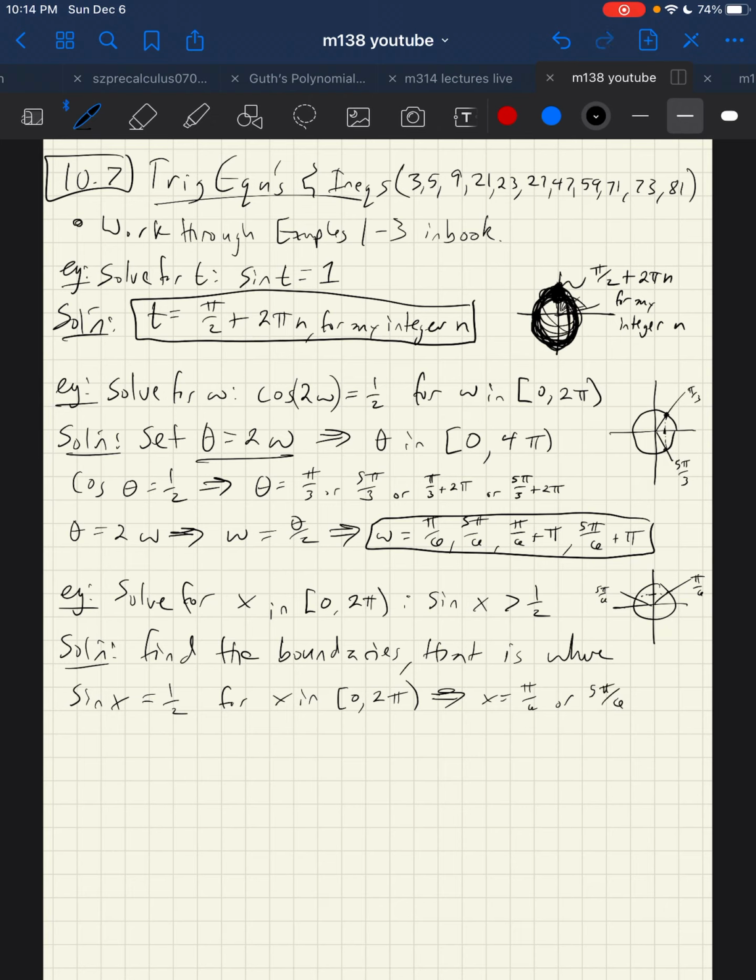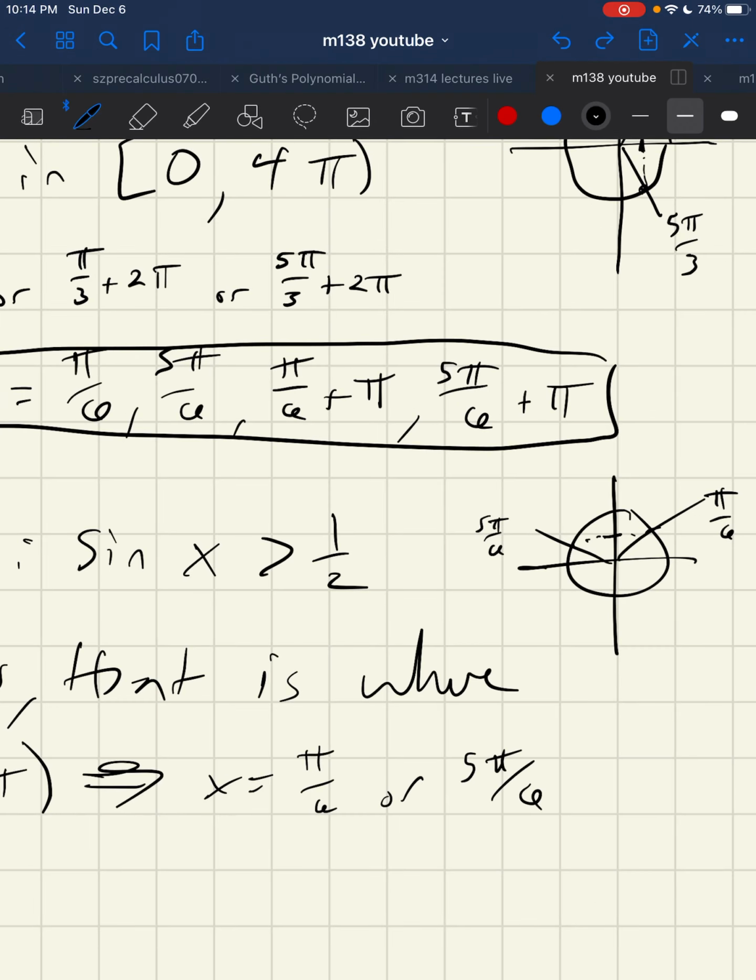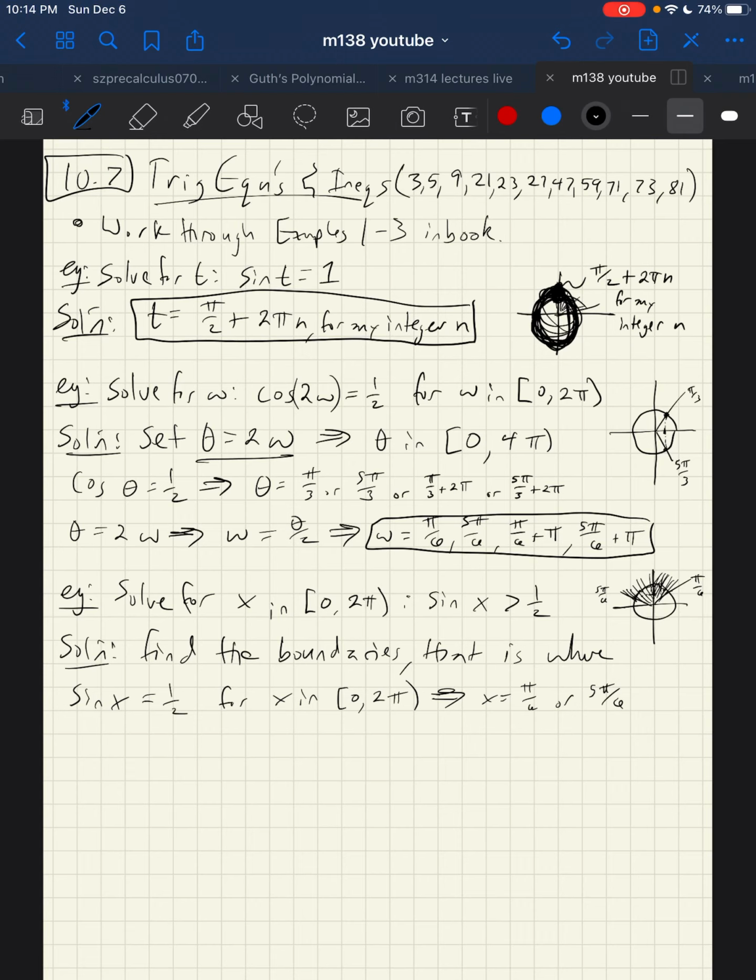So where does this become true? That was sine of x equals 1/2, but where do we have sine of x strictly greater than 1/2? We need the y value to be above, and if the y value is above, that's on this circular arc here, which means any of these angles in between pi over 6 and 5 pi over 6. So our final answer is anything between pi over 6 and 5 pi over 6. So pi over 6 is less than x is less than 5 pi over 6.